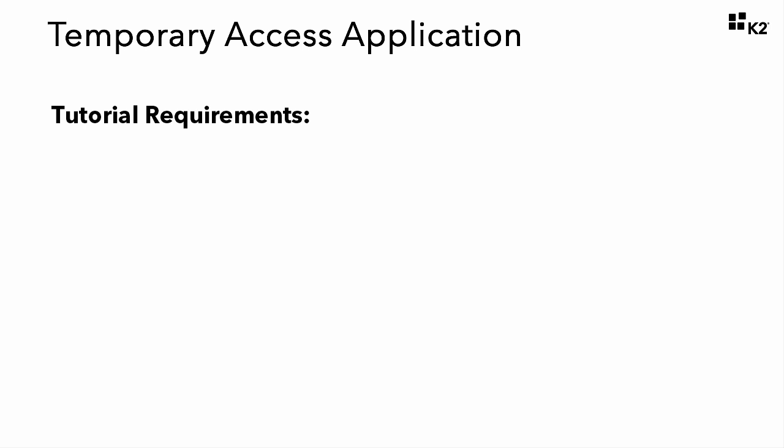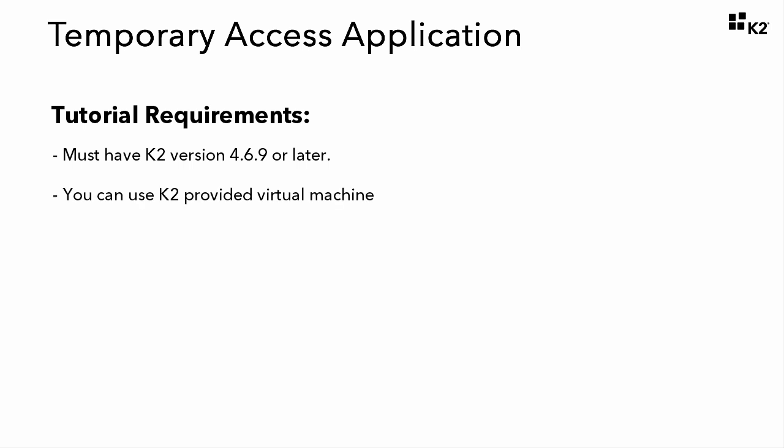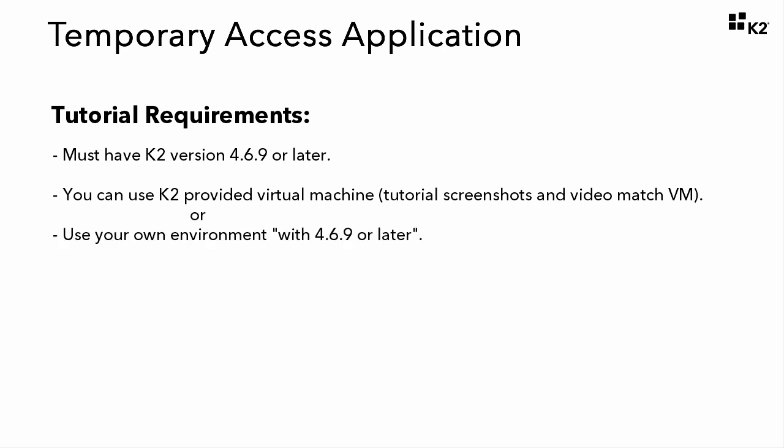This tutorial can be completed in any environment that has K2 version 4.6.9 or later installed. K2 delivered training events normally include access to a virtual server environment provided by K2, which you will use for the exercises. The screenshots and users used in the tutorial reflect this K2 provided virtual environment when you're looking at it. You can, however, complete this tutorial in any other environment as long as the necessary K2 components are installed and operational. Again, that being K2 version 4.6.9 or later.